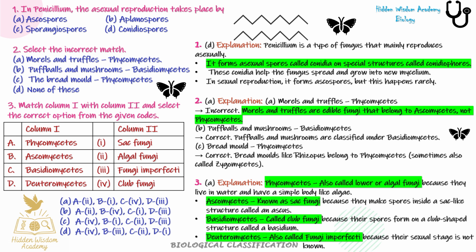Explanation. Phycomycetes. Also called lower or algal fungi because they live in water and have a simple body like algae. Ascomycetes. Known as sac fungi because they make spores inside a sac-like structure called an ascus. Basidiomycetes. Called club fungi because their spores form on a club-shaped structure called a basidium. Deuteromycetes. Also called fungi imperfecti because their sexual stage is not known. So, option A is the correct answer.